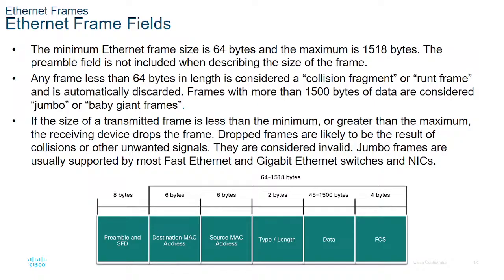Now, one of the properties of Ethernet is that it defines the frame fields. A frame, as we explained, is a data type that's created at the data link layer, and a frame has a number of requirements. First thing is a frame has to have a minimum and maximum size. The minimum size of a frame is 64 bytes, and the maximum is 1518 bytes. Any frame less than 16 bytes is considered a collision fragment.